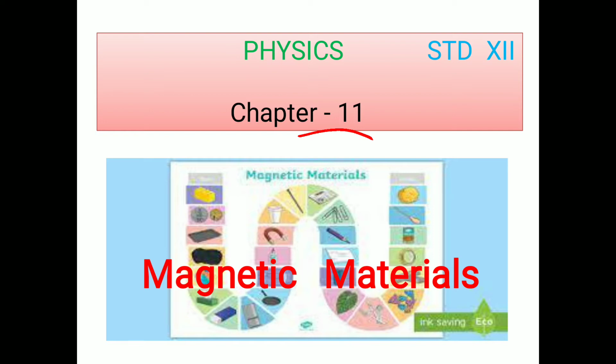Today we are going to learn about chapter number 11, magnetic material. In last year we studied about magnet and its properties. What is the meaning of magnet then? The substance which attracts small pieces of iron is called a magnet.